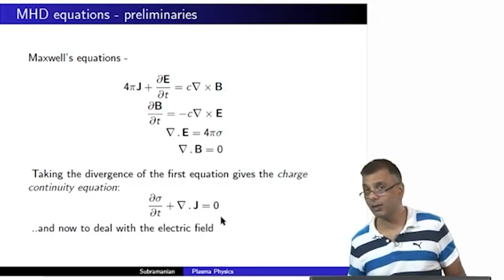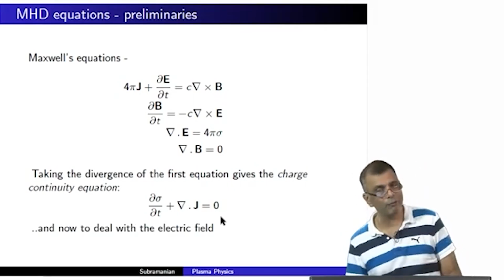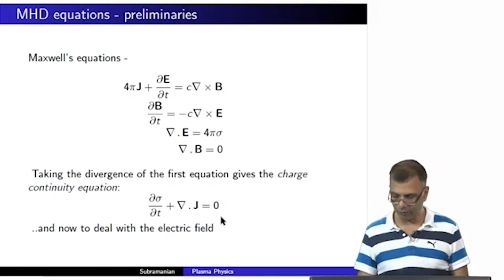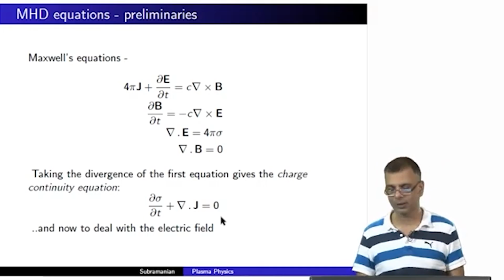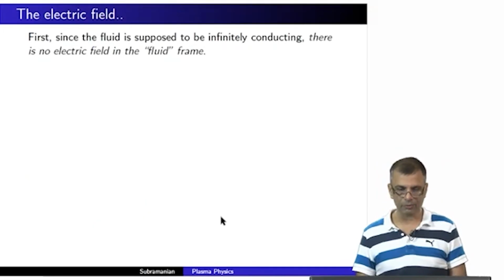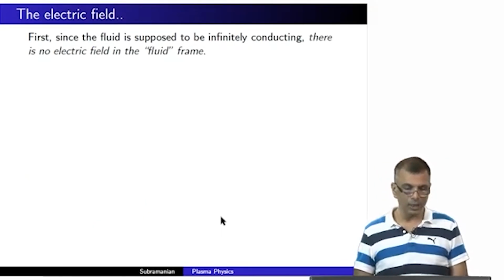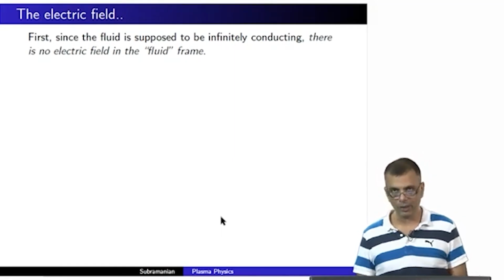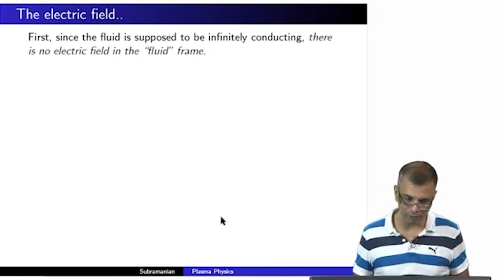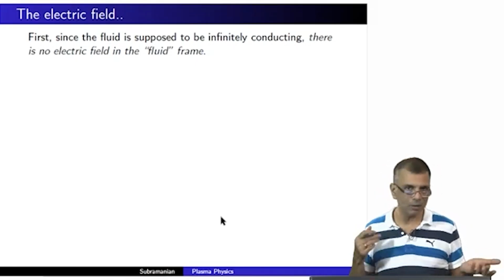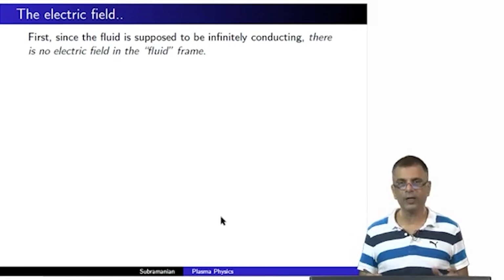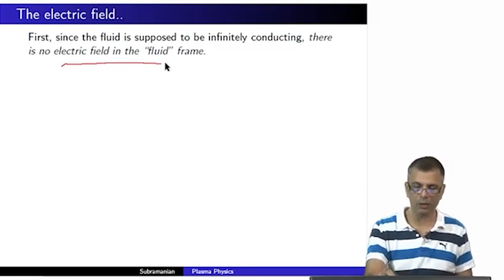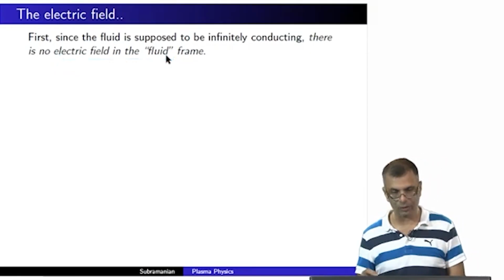And now to deal with that all important electric field. We made a big fuss about the electric field. Remember, we kept saying that the electric field in the fluid frame is equal to 0. So, let us deal with it. Firstly, the fluid is supposed to be infinitely conducting. The conductivity is infinite, therefore, there is no way you can have an electric field inside of the fluid. There is no way you can have an electric field in the quote unquote fluid frame. That is not possible.